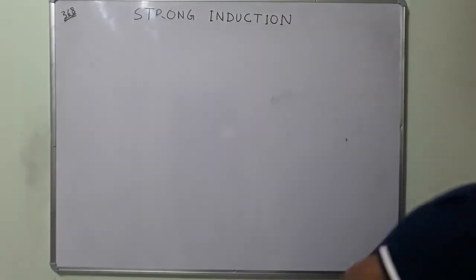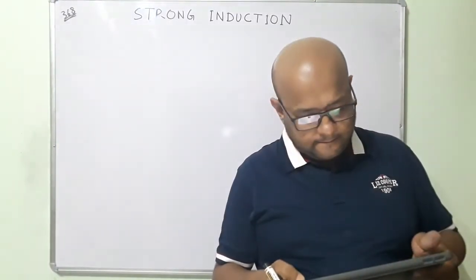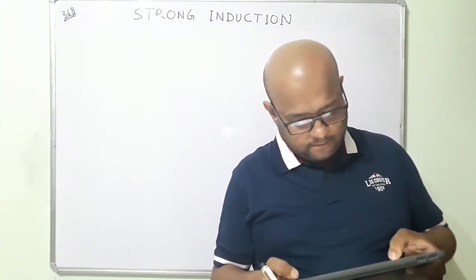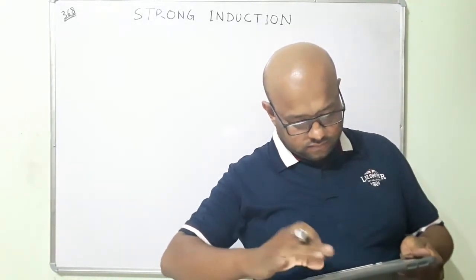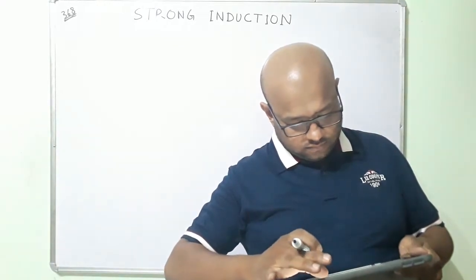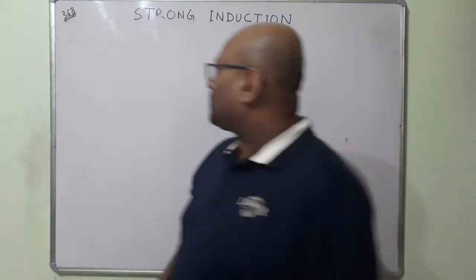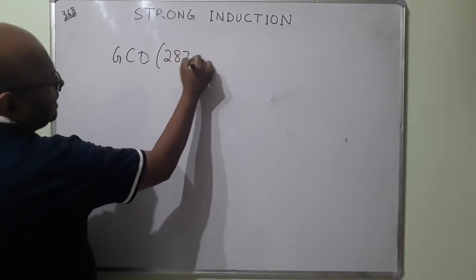So before we figure out the algorithm, let us look at some pattern. Okay. Say I want to find the GCD of two numbers, 287 and 91. So I am going to find the GCD of the two numbers 287 and 91.